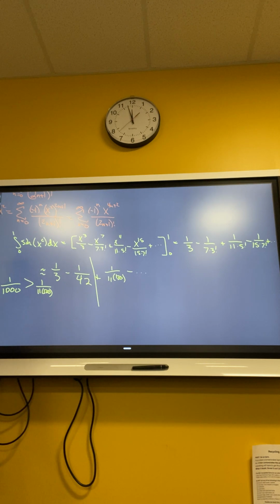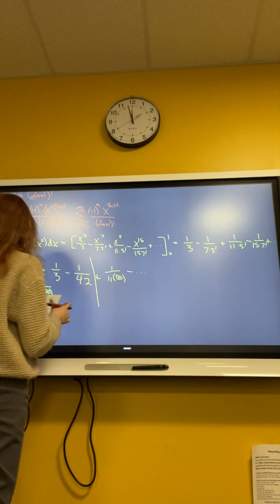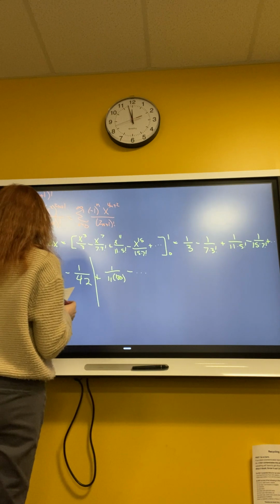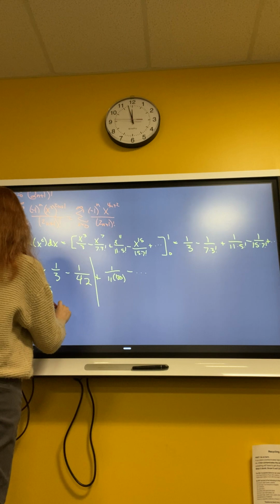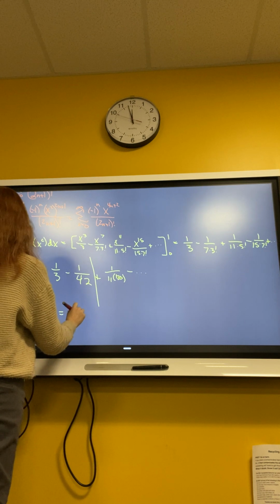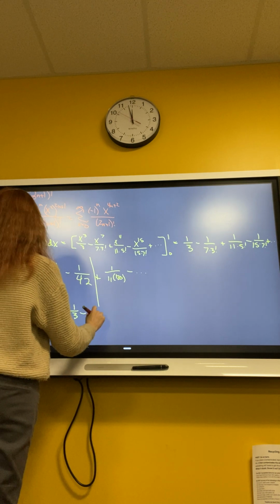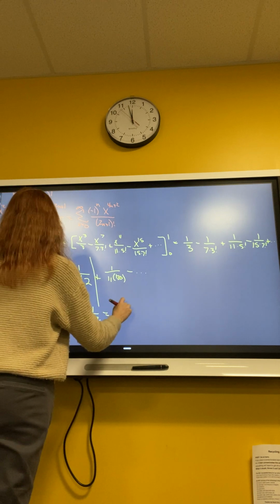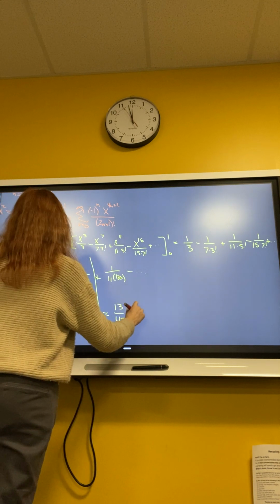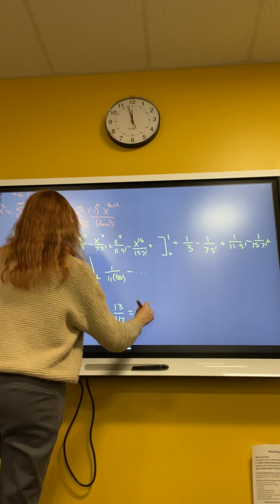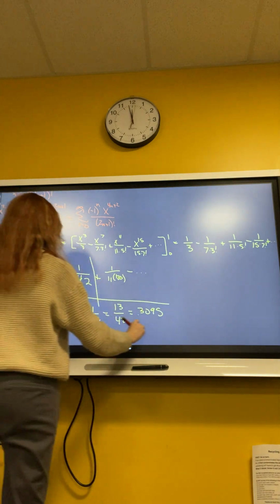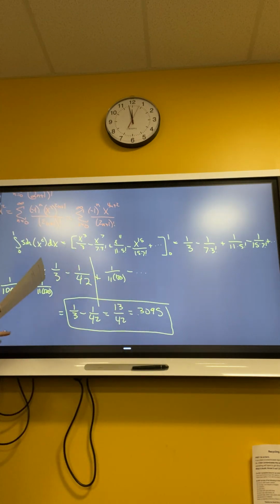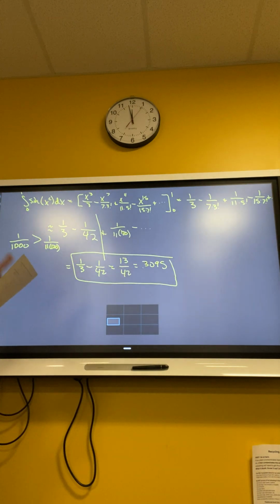Woohoo! So my approximation is going to be just 1/3 minus 1/42, which also reduces to 13 over 42, or 0.3095 if we use a calculator. All of these would be sufficient. Okay, now we're going to justify it just like we did the last one.